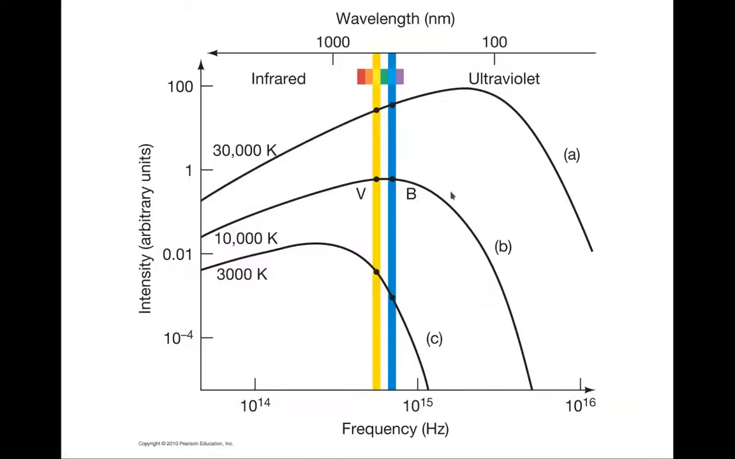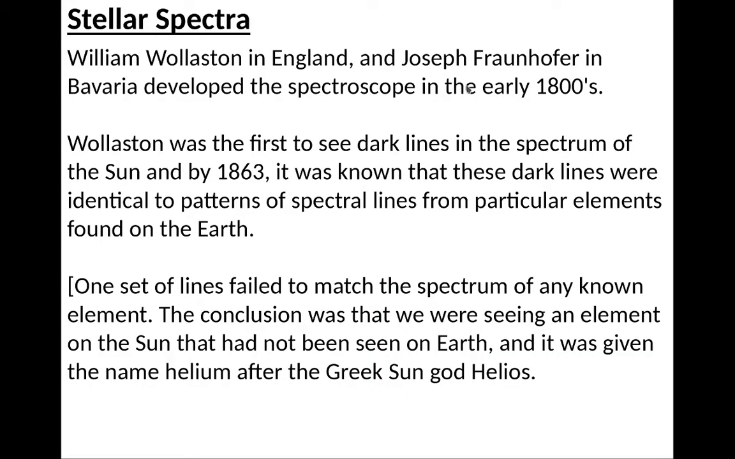And this is just another relationship of that. The hotter the star, the shorter the wavelength it emits, and the higher the frequency. Okay, so we have to understand a little bit about stellar spectra. William Wollaston and Joseph Fraunhofer in Bavaria, Germany, developed the spectroscope in the early 1800s. Spectroscopes are basically telescopes with a prism associated with them. Wollaston was the first to see dark lines in the spectrum of the sun.